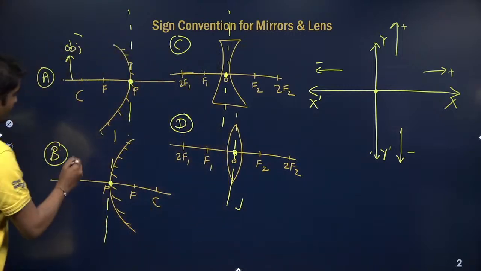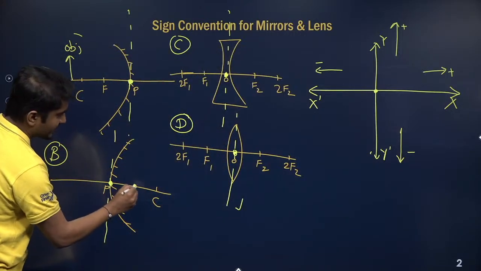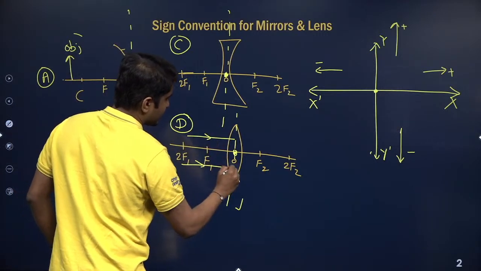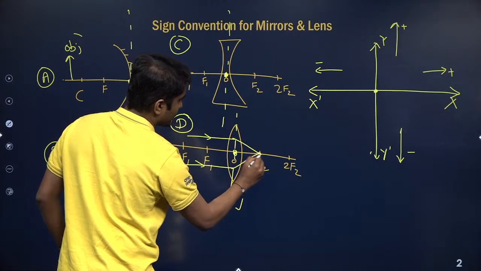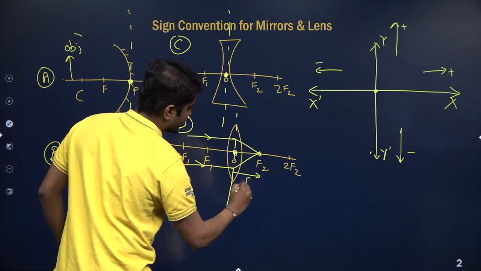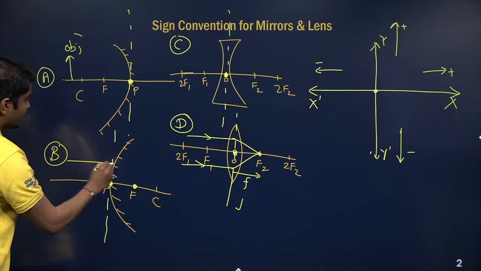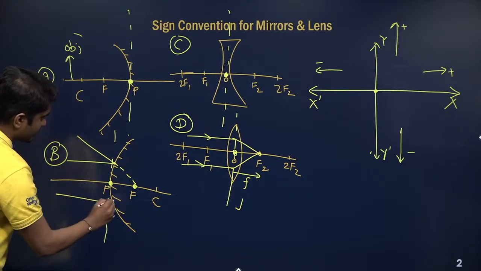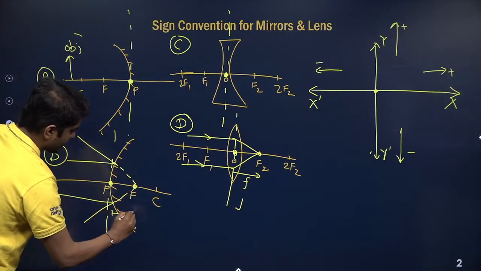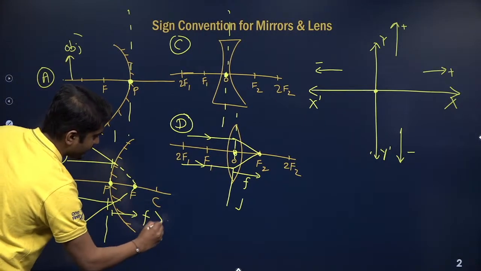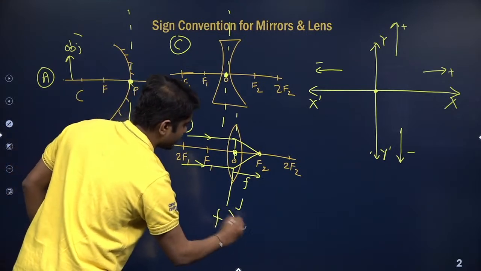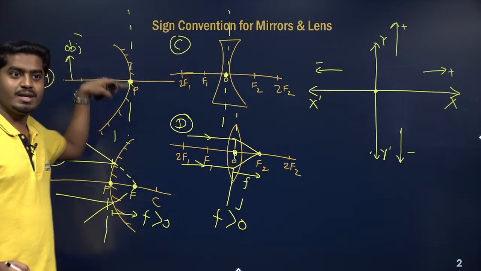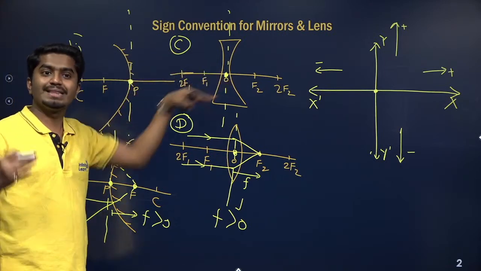So here what will happen? This is the focus, correct? Here, if the rays are parallel to the principal axis, they will converge at the focus. So this is the focal length. Here the rays will diverge, and they appear to diverge from the focus. So in this also the focal length is positive. For both the concave mirror and concave lens, the focal length is negative.